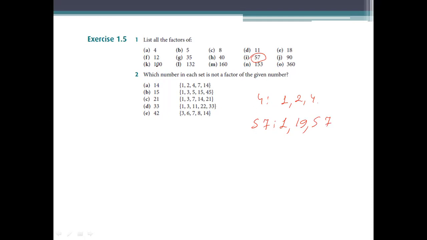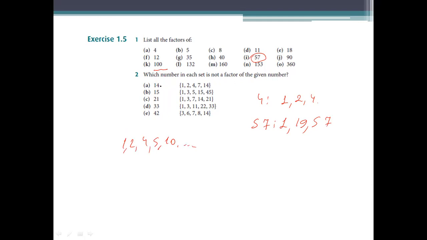Okay, for example, 100 is not difficult. You can check yourself also. The factors of 100 are 1, 2, 4, 5, and 10, and so on. There are many. Which number is a factor of the given number?